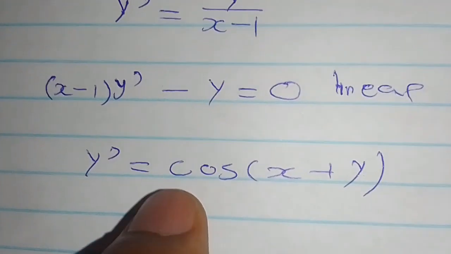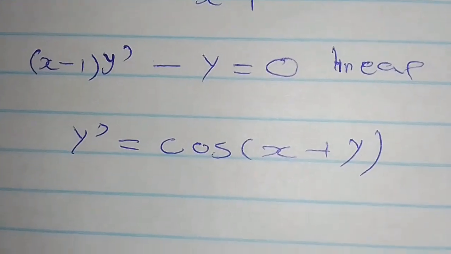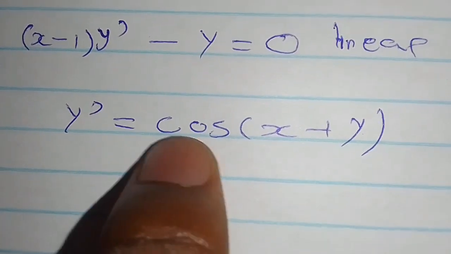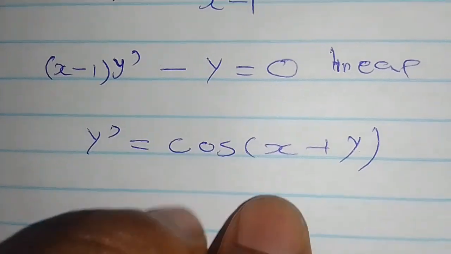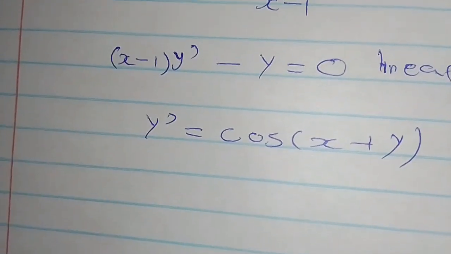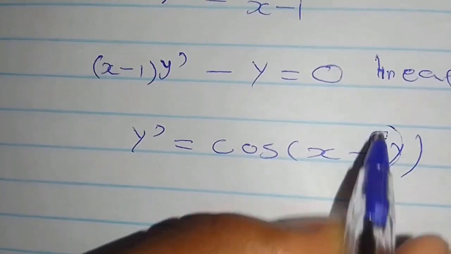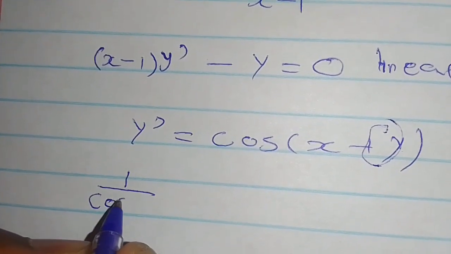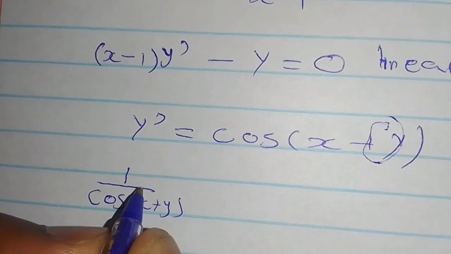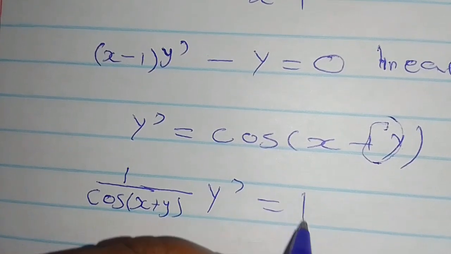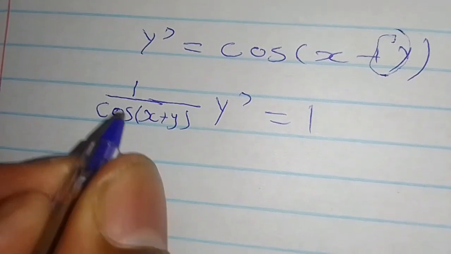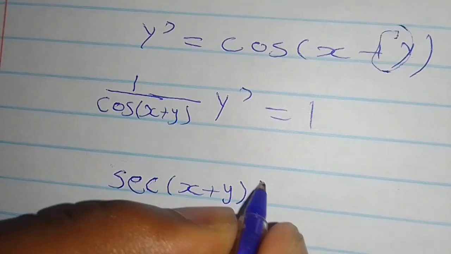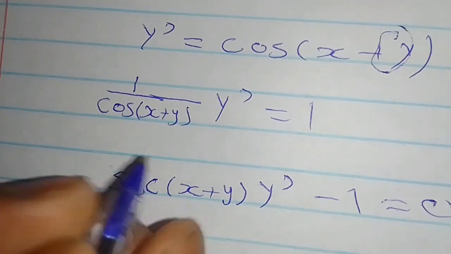Is this linear or nonlinear? If you check here, you have cosine, and then you have x plus y. You have a trig function. If you realize this one, you have a y term here. What you can do is break it down and divide everything by cos(x + y), and then you have something like this: y prime equals 1. And then notice that 1 over cos is secant, so you technically have sec(x + y) y prime minus 1 equals 0.